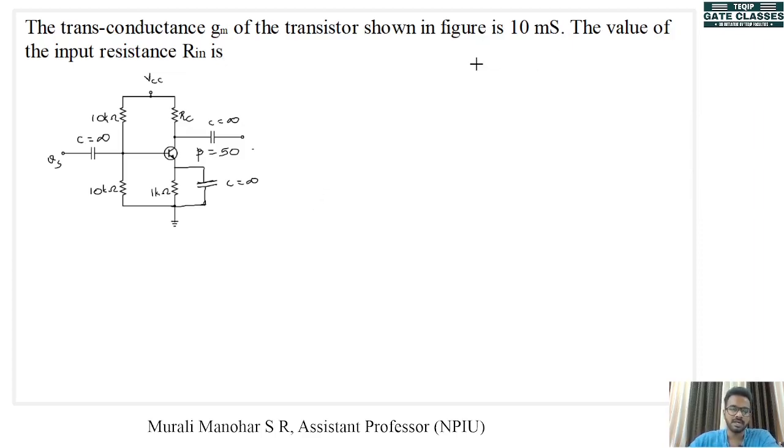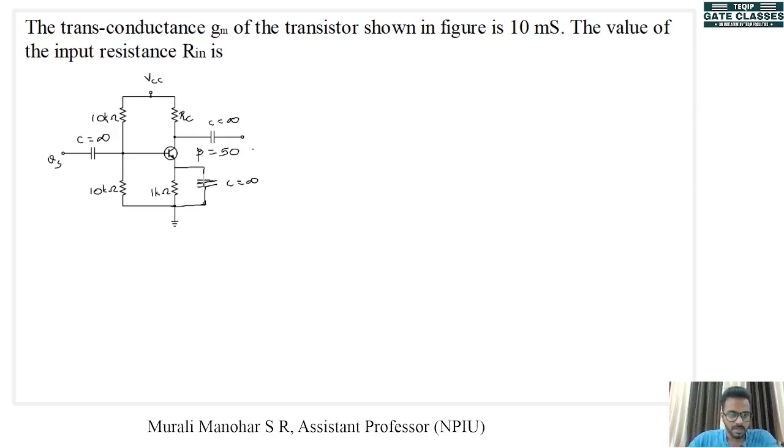We have already done the analysis of this particular configuration using R pi model. Since Gm and beta are given, we can find out the value of R pi. If we know R pi, we can draw the equivalent circuit for AC analysis. RC is not needed, so they haven't given any value for RC though. So that is one hint for you.